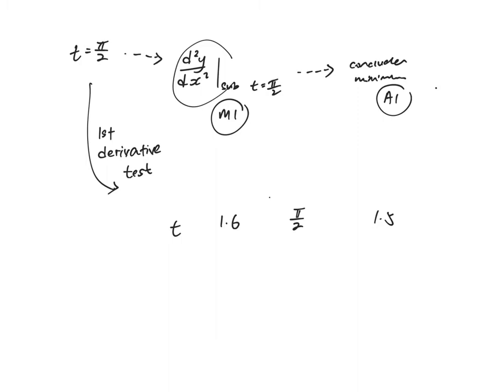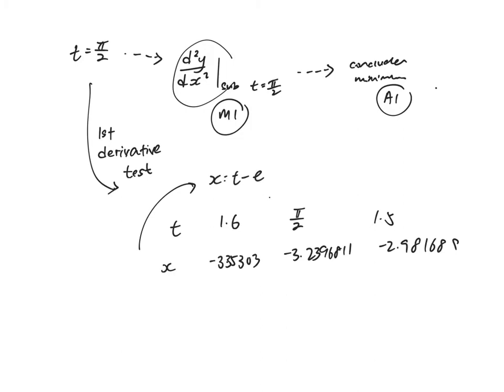So x, for example, if you put x here, x could be equal to negative 3.35303. If it's at pi over 2, it's negative 3.2396811. At 1.5 it's negative 3.298168. Because basically you're inputting the value into x equals t minus e power t. So if you go back into the dy dx over here, you'll get negative, it'll be 0, and over here it will be positive.